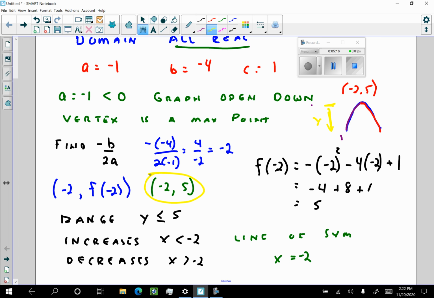I have the vertex and the fact that the graph opens down. Along with the vertex and the graph opening down, I can find the range, bam. I can find where it increases, bam. I can find where it decreases, bam. And I can find the line of symmetry.